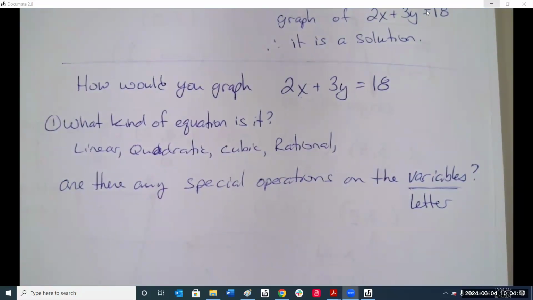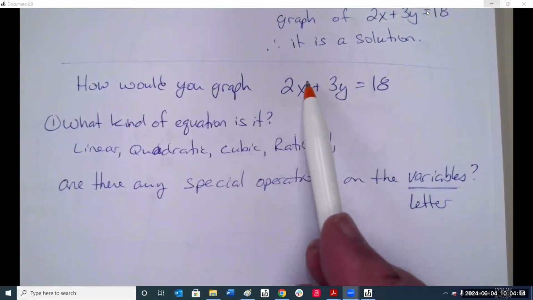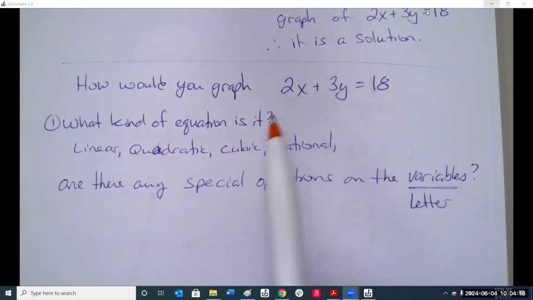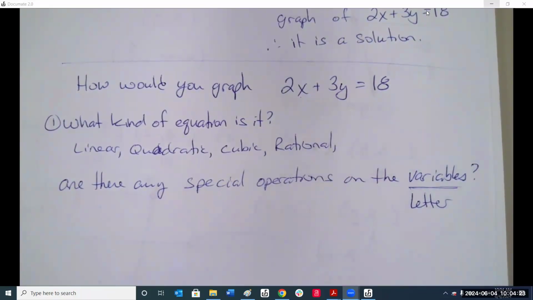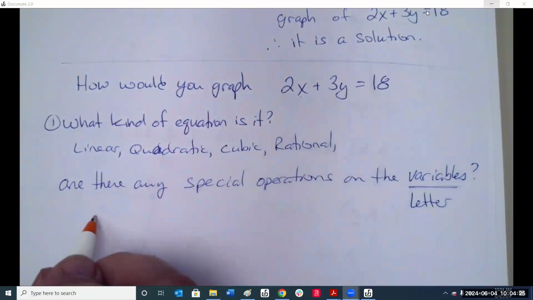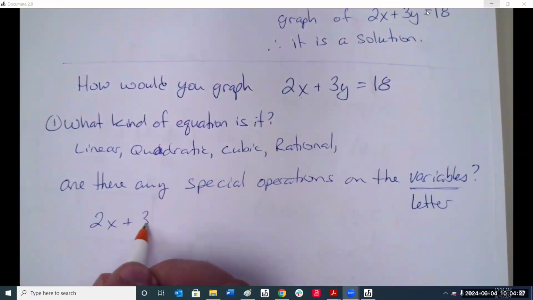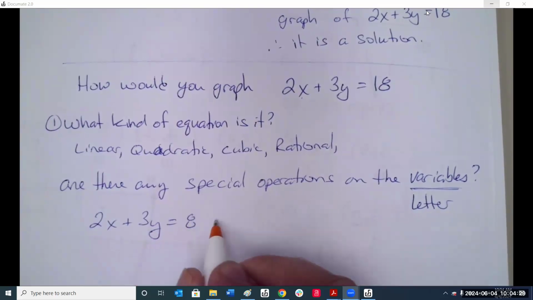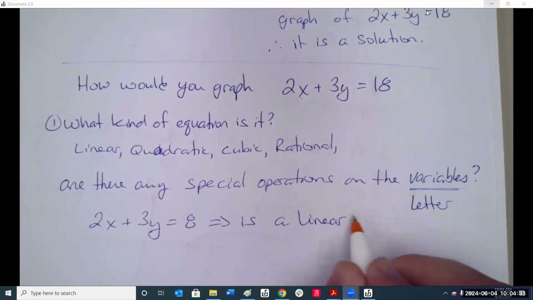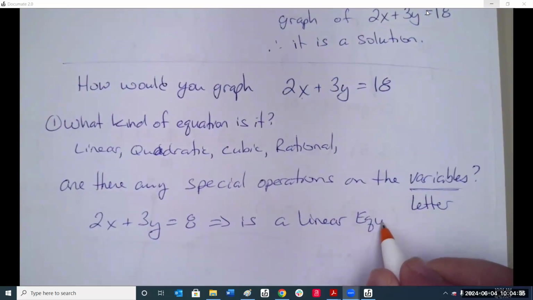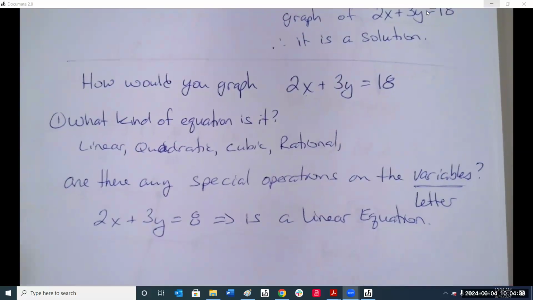So do they have any special operations? Are there any squares? Do they have any exponents? Do they have any square roots? No. Because they don't have anything like that around them, this equation is a linear equation. What does linear mean?